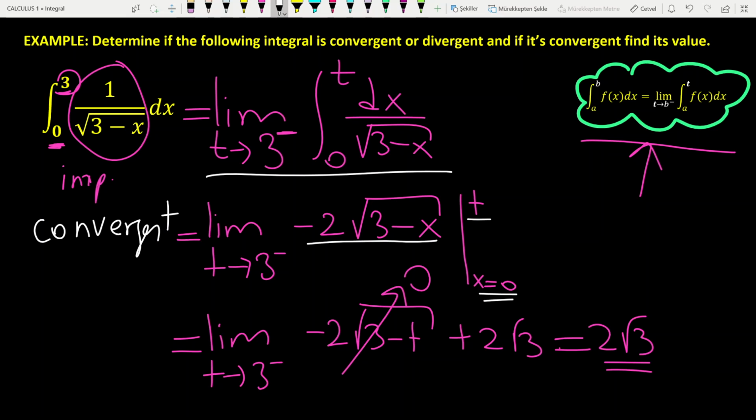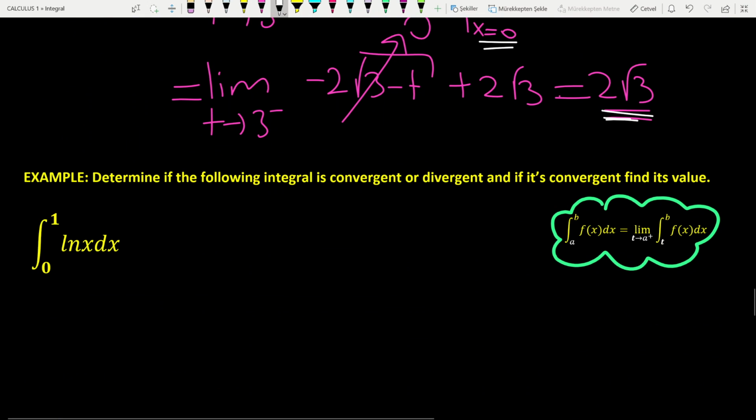Convergent improper integral. What does it mean? The answer of this improper integral is equal to that number. Let's look at another example.